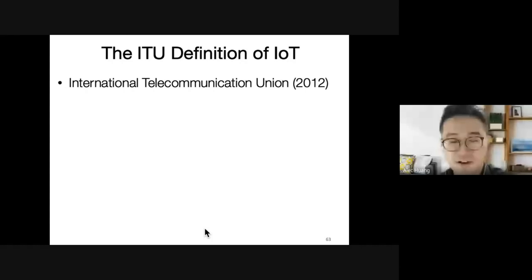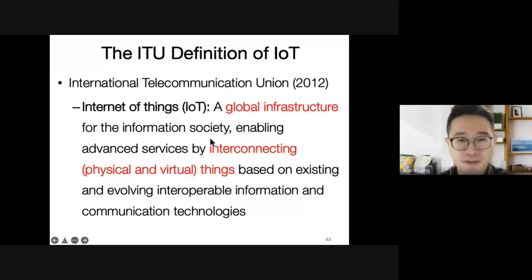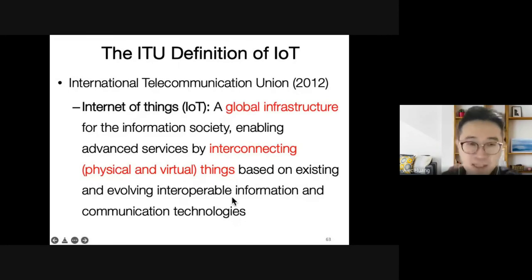One of the popular definitions that I found suitable is from the International Telecommunication Union. It defines that the Internet of Things is a global infrastructure that can help to interconnect physical and virtual things by using interoperable ICT technology, information and communication technology. So basically, that's the IoT. It helps to interconnect the physical things and virtual things.